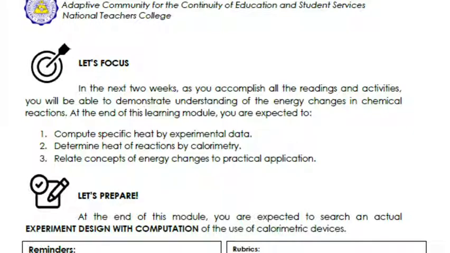In the next 2 weeks, as you accomplish all the readings and activities, you will be able to demonstrate understanding of the energy changes in chemical reactions. At the end of this learning module, you are expected to compute specific heat by experimental data, determine heat of reactions by calorimetry, and relate concepts of energy changes to practical applications. And at the end of this module, you are expected to search for an actual experiment design with computation of the use of calorimetric devices.